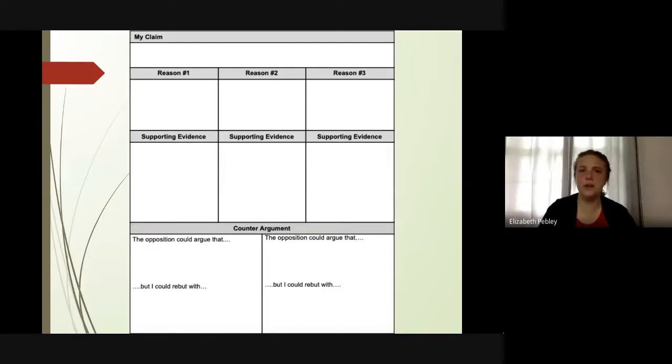So their claim is just what they're arguing. There are boxes for reasons, which is why my claim is right, or why I think what I think. Supporting evidence is where they specifically cite the text. And then the counter argument is where they prepare for what somebody else might say from the opposing side, or just any other point. A way you could format this for just discussion would be: somebody might ask this question, and here's a follow-up question that I would have, or here's a response or something that I could add. It's just a way to anticipate what other people would say. In a debate, you always want to do some opposition research so you can better defend your argument, but it's also a way to think deeper and to continue the conversation if it were just a discussion.